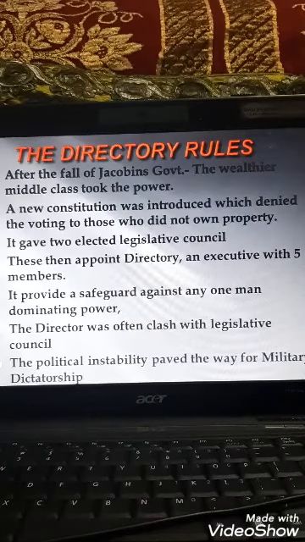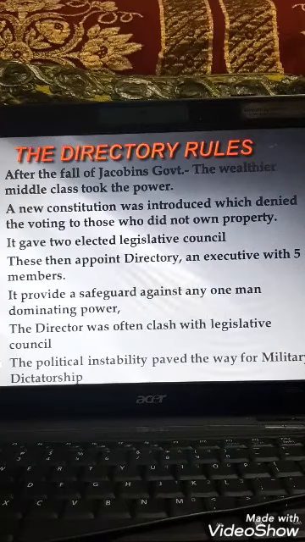Now we will see that after the fall of the Jacobin government, the rich middle class came to power. A new constitution was introduced which denied the vote to the non-property section, to those who did not own property. So what we can see is that the right to vote, that was a political right, was given only to the propertied, not to all, rich or poor.